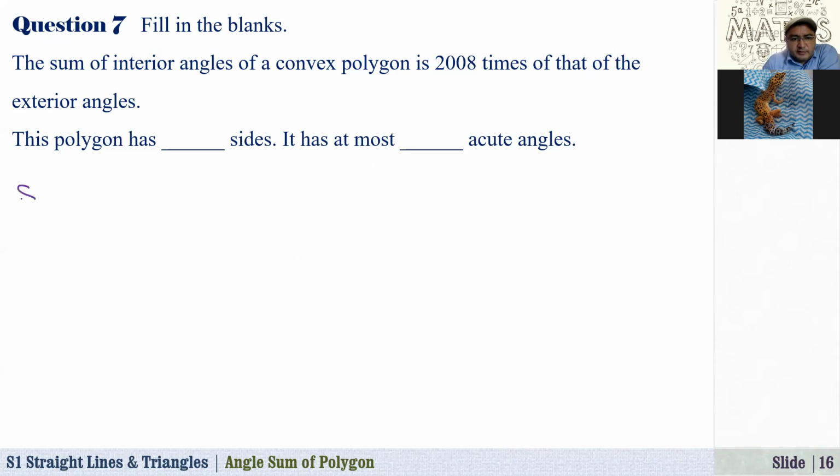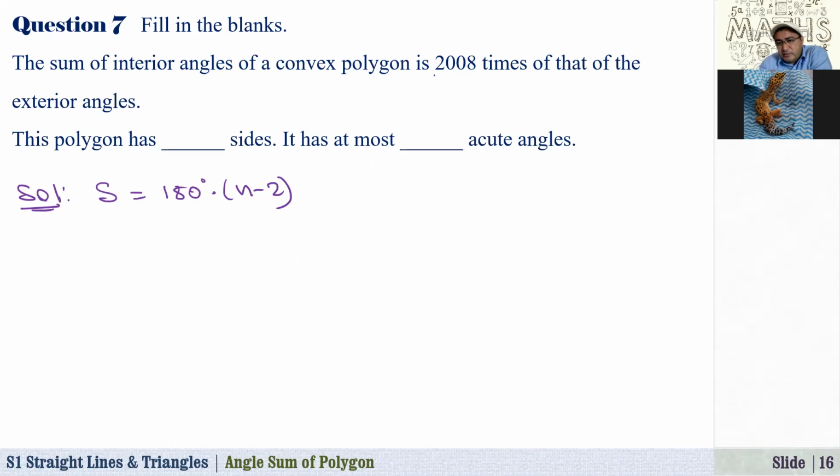So the question is a bit tricky. Suppose that we are talking about an n-sided polygon. What is the sum of the interior angles of this polygon? That's equal to 180 times (n minus 2). This is the sum of the interior angles.